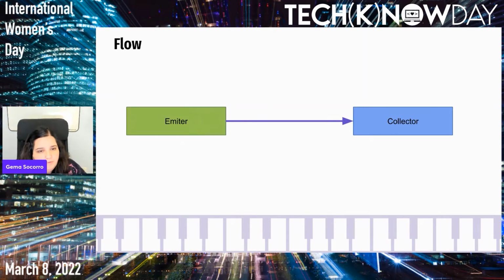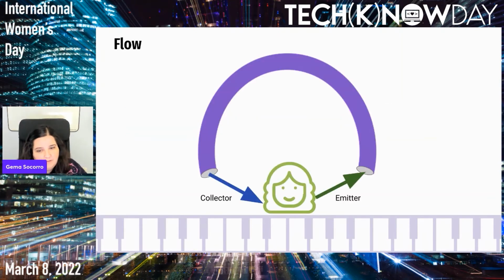A flow is composed basically of an emitter, which will be responsible for generating those emissions, and a collector, which will be responsible for getting those emissions. And these look pretty similar to what we want to achieve. So we want something that emits events and something that collects events. Perfect. So we are going to use it.